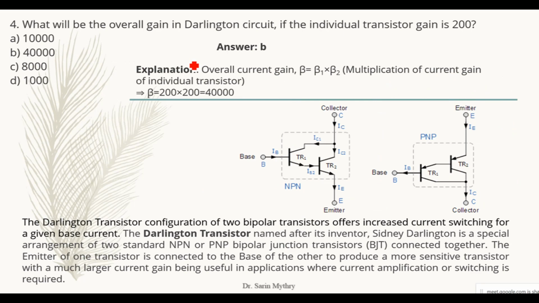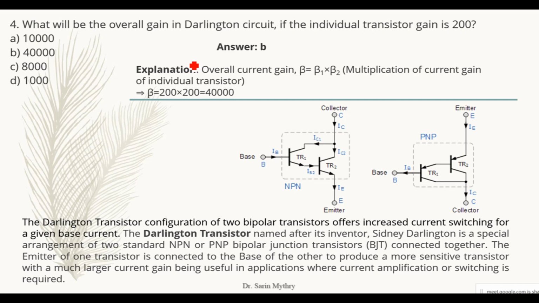Then the next one: what will be the overall gain in the Darlington circuit? We have studied Darlington circuits in EDC. Now let us apply the gain concept to Darlington circuits. What will be the overall gain in a Darlington circuit if an individual transistor gain is 200? Each transistor's gain is given as 200.